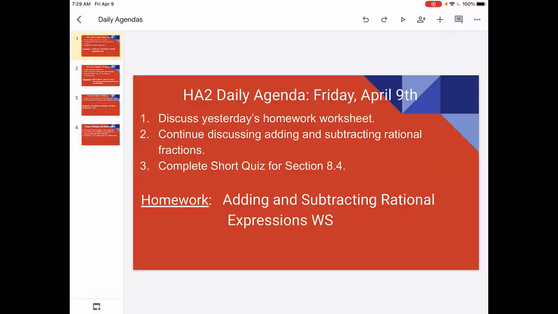Practice a couple more problems, finding the common denominators, adding the expressions together, and then a short quiz, 3 questions for section 8.4.